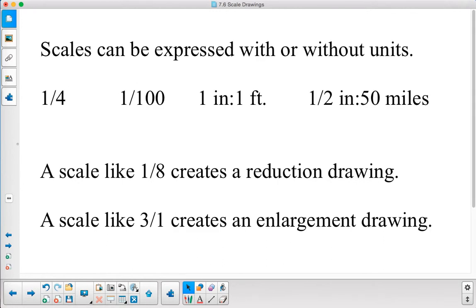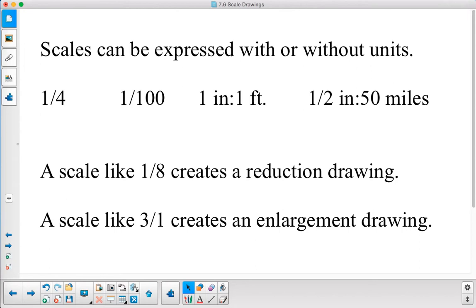Scales can be expressed with or without units. It says a scale of 1 to 4 would mean that the drawing that you make is 1/4 of the original size of the real object. Since there are no units, the 1/4 can be used in a lot of different ways. It could be 1 inch on the drawing is 4 inches in real life. 1 foot on the drawing is 4 feet on the real object. 1 millimeter is equal to 4 millimeters. So you can use all kinds of units on the 1 to 4 or the 1 to 100.